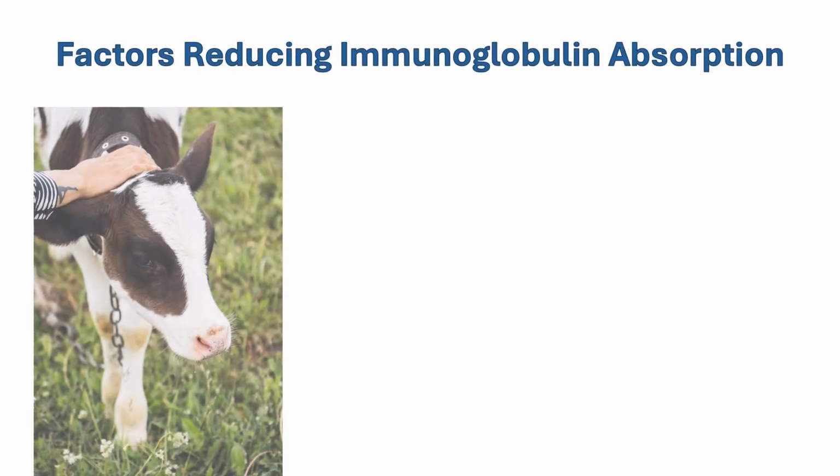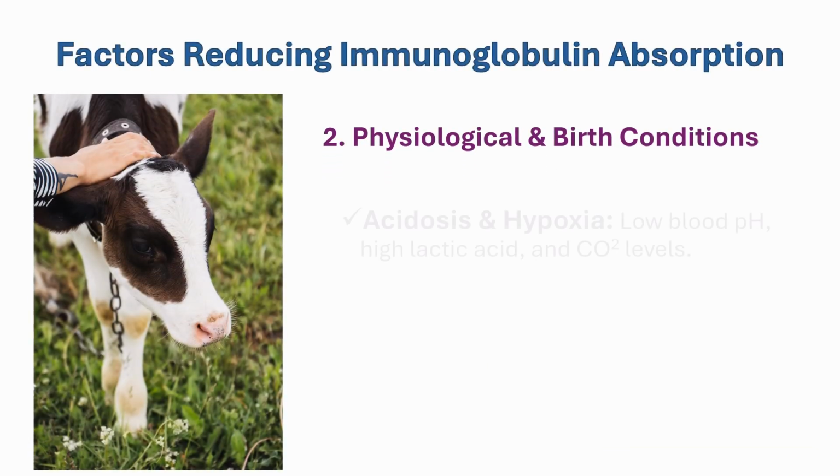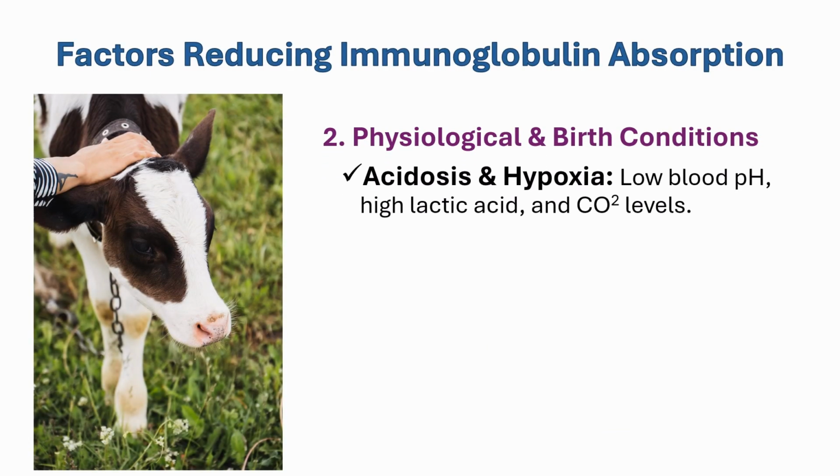The physiological state of the neonate at birth is just as critical as the quality of colostrum. First, acidosis and hypoxia. Difficult labor or dystocia leads to high CO2 and lactic acid levels. This drop in blood pH directly inhibits the transport mechanism of immunoglobulins across the intestinal wall.